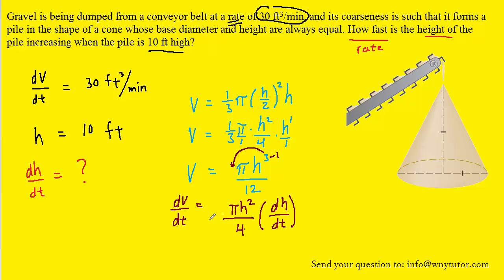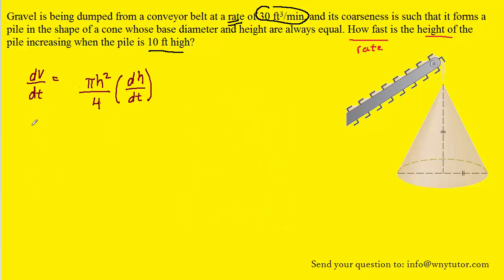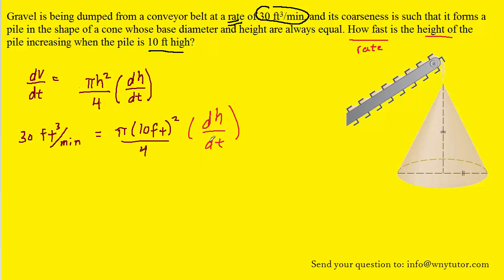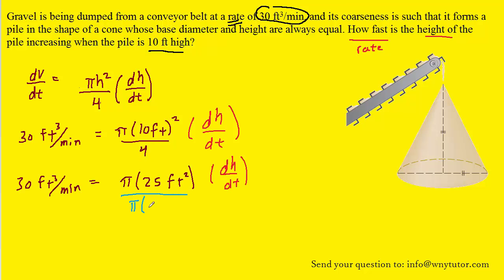Why don't we clean up the workspace first? Now recall that dV/dt was equal to 30 feet cubed per minute, and the height of the gravel pile was 10 feet, and dh/dt is our unknown. Why don't we square the 10 and then divide by 4? And then we can divide both sides of the equation by pi times 25 feet squared. That way it cancels out on the right side of the equation. And here we have our value. This can be simplified a little bit.